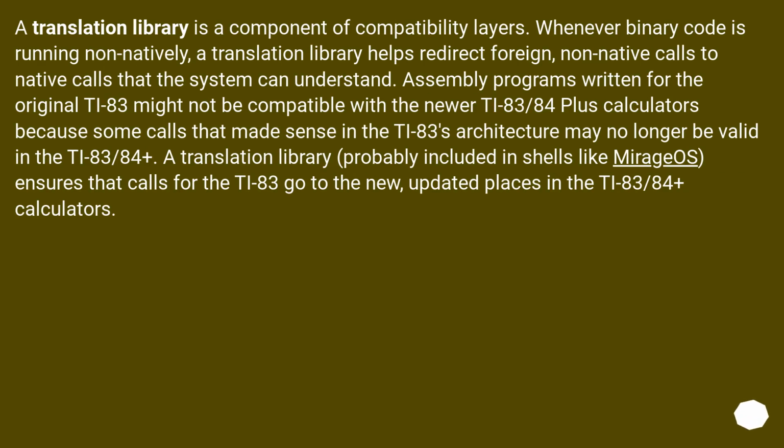A translation library is a component of the compatibility layers. Whenever binary code is running non-natively, a translation library helps redirect foreign, non-native calls to native calls that the system can understand. Assembly programs written for the original TI-83 might not be compatible with the newer TI-83/84 Plus calculators because some calls that made sense in the TI-83's architecture may no longer be valid in the TI-83/84 Plus. A translation library, probably included in shells like MirageOS, ensures that calls for the TI-83 go to the new, updated places in the TI-83/84 Plus calculators.